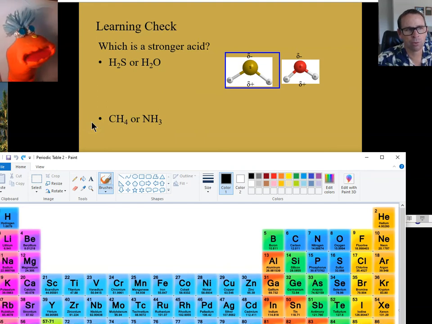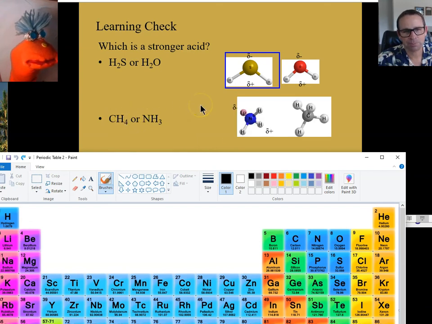I guess CH4, right? That's right. CH4 would be able to release that hydrogen more than NH3 because nitrogen is more electronegative than CH4. Okay, excellent.